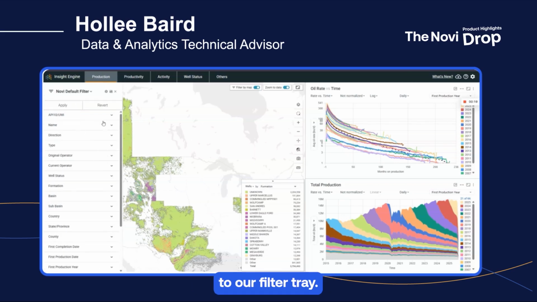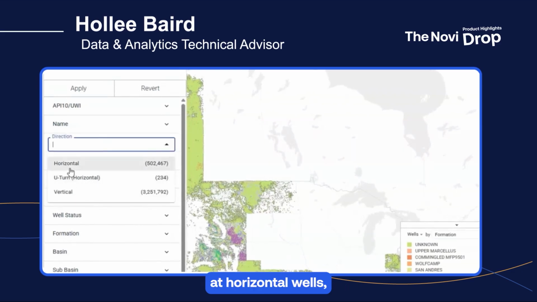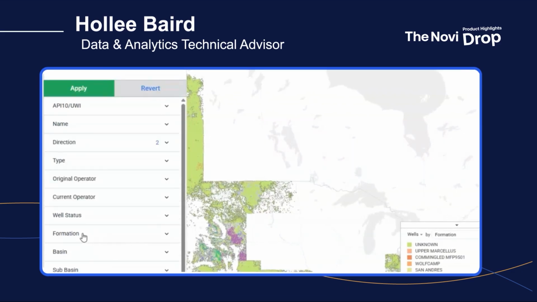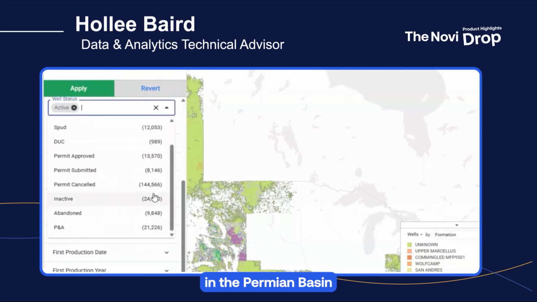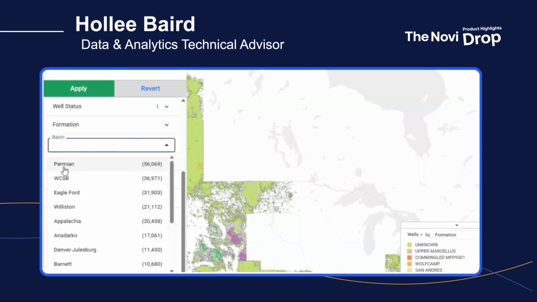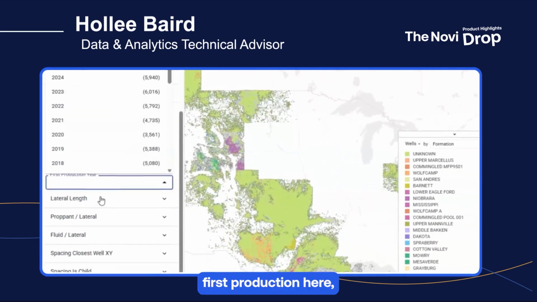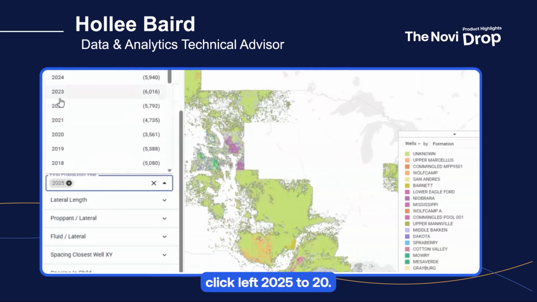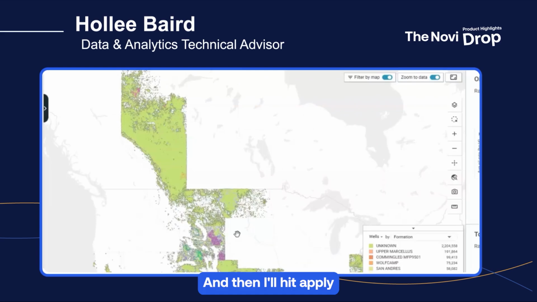So I'll come over here to our filter tray, and today I'm going to be looking at horizontal active wells in the Permian Basin, drilled between 2020 and 2025. So I'll click on these filters. First production year, I'm going to shift click to select 2020 to 2025, and then I'll hit apply.